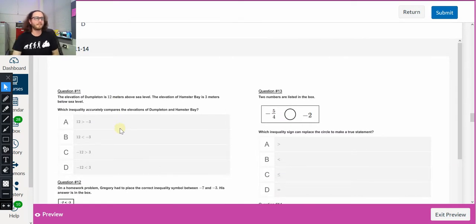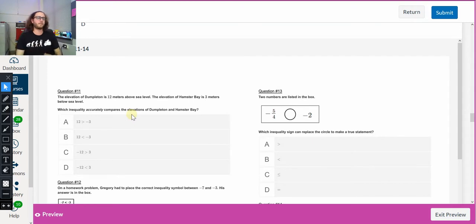For number 11, the elevation of Dumpleton is at 12 meters above sea level. The elevation of Hamster Bay is 3 meters below sea level. Which inequality accurately compares those elevations? So we have a positive 12, it's above, and we have a negative 3.